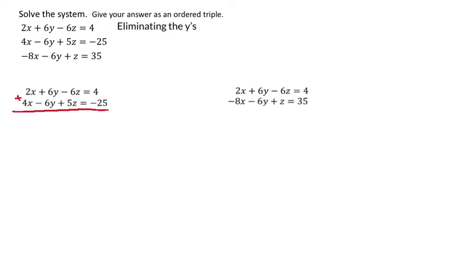So I'm going to add the x's, y's, z's, and constants. And what happens here? Well, I got 2 x's plus 4 x's, which is 6 x's. The y's zero out as planned: 6y's minus 6y's is 0. Negative 6z plus 5z would be negative 1z, and in fact we can just show that as negative z, with a phantom 1. And then that would equal 4 plus negative 25, which is negative 21. So that right there is an equation that I can now use in the system.